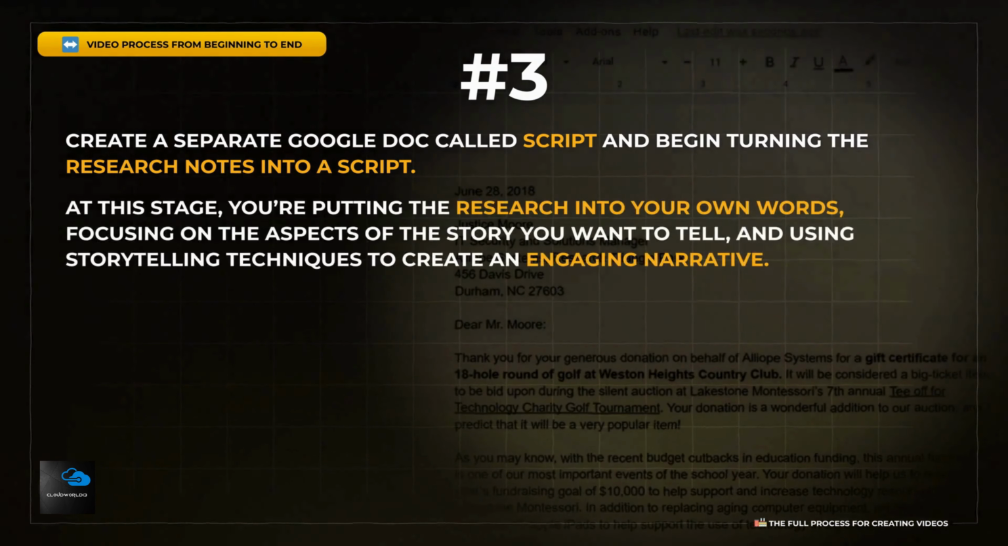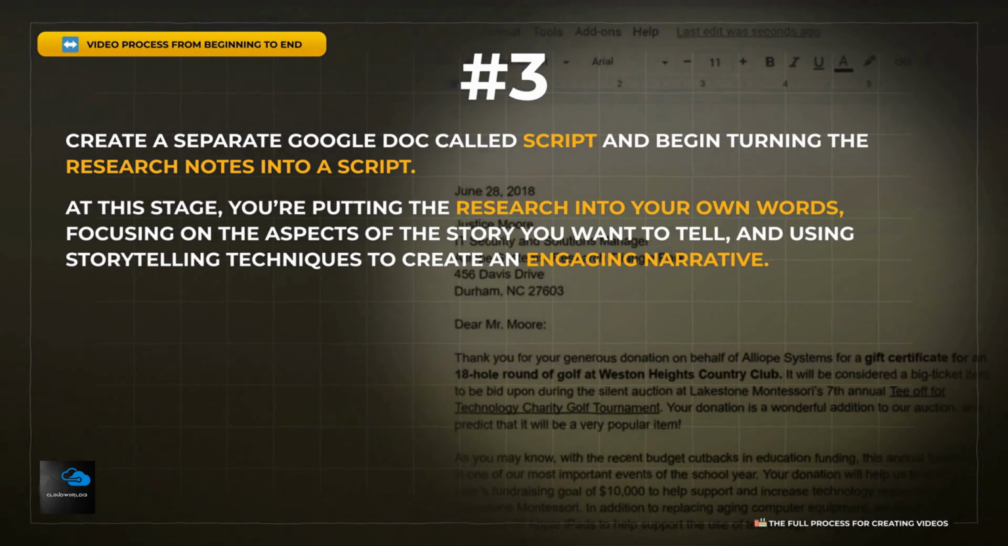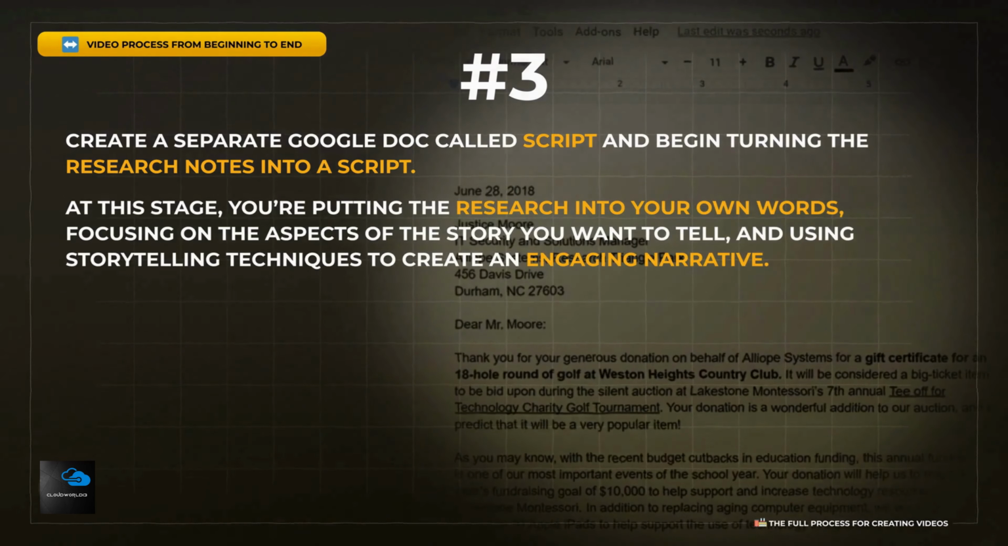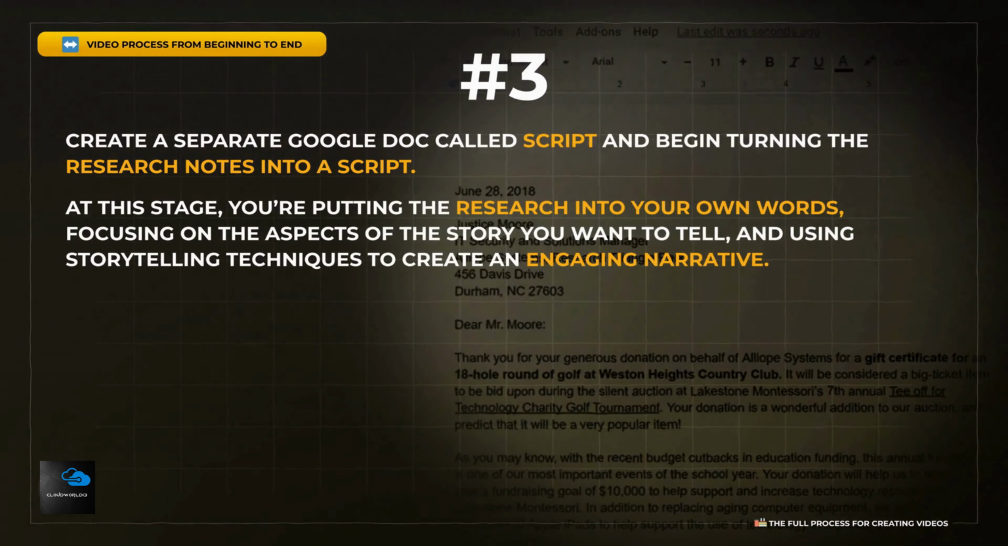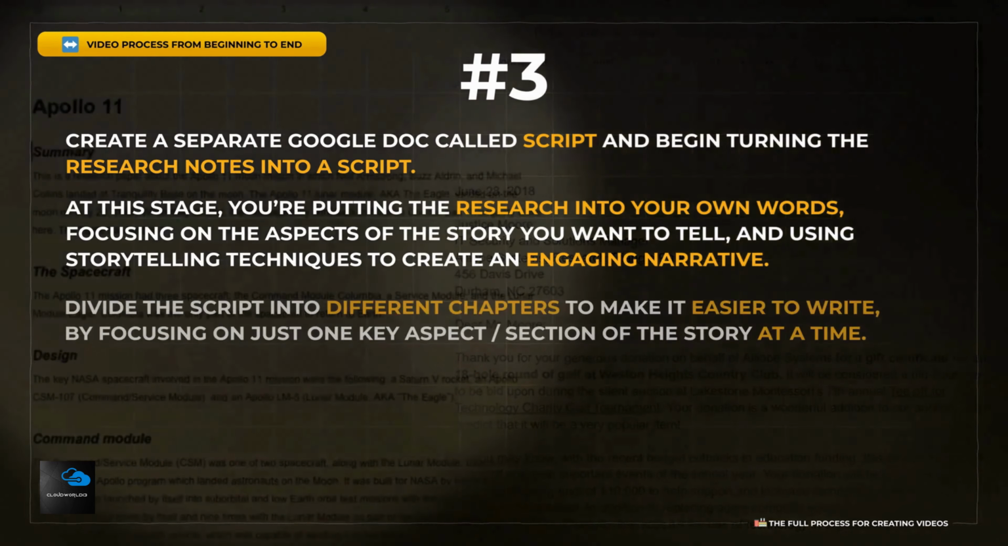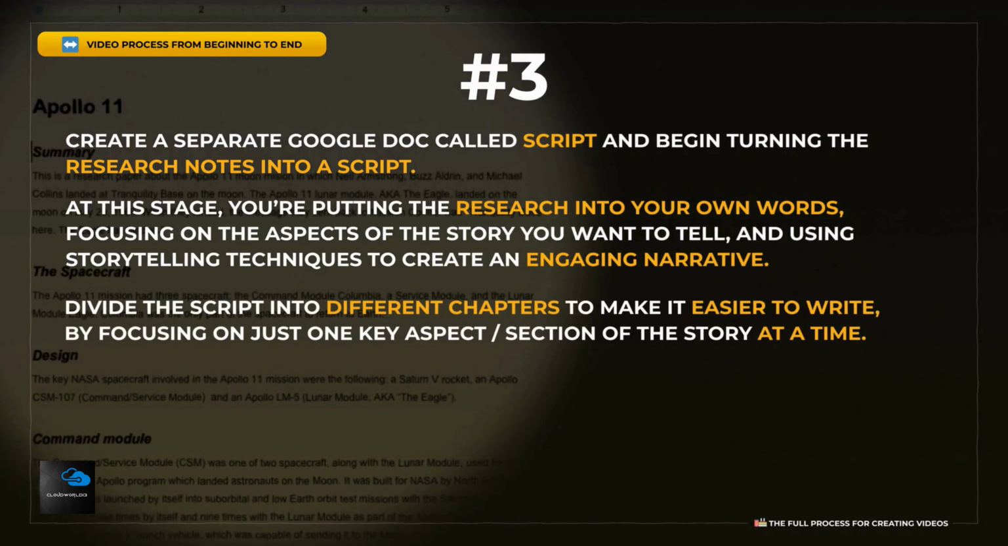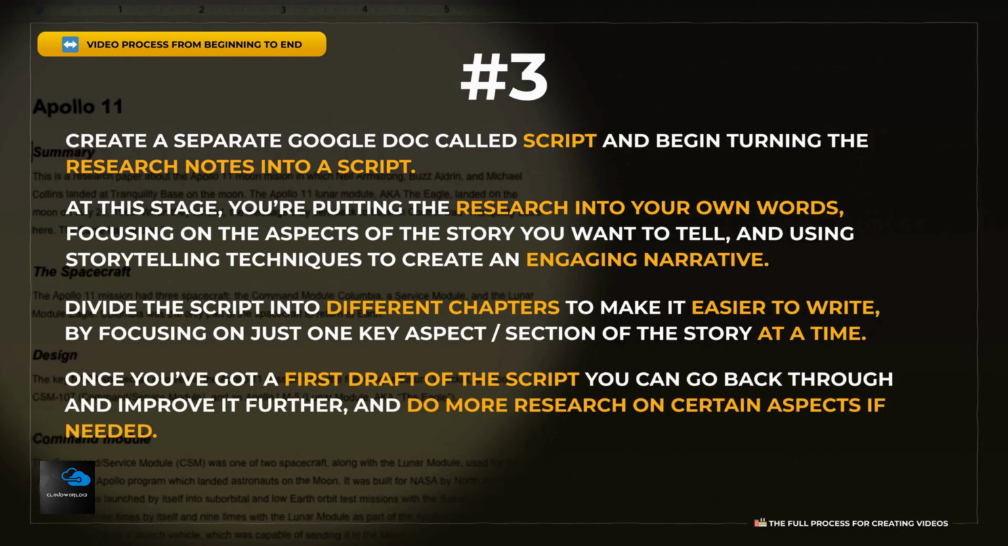At this stage, you're putting the research into your own words, focusing on the aspects of the story you want to tell, and using storytelling techniques to create an engaging narrative. Divide the script into different chapters to make it easier to write, by focusing on just one key aspect or section of the story at a time. Once you've got a first draft of the script, you can go back through and improve it further, and do more research on certain aspects if needed.